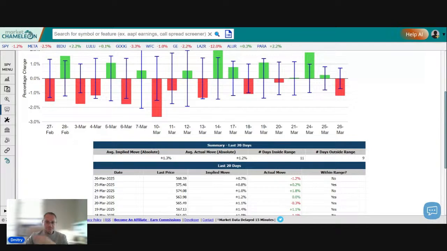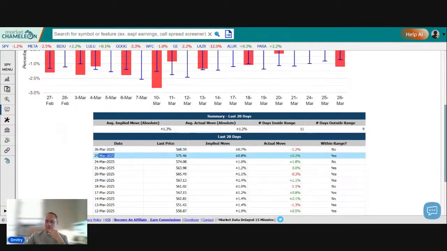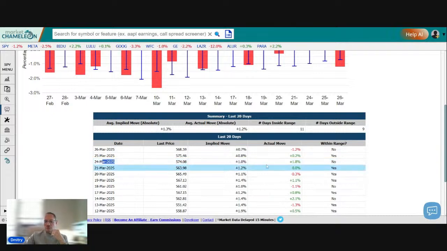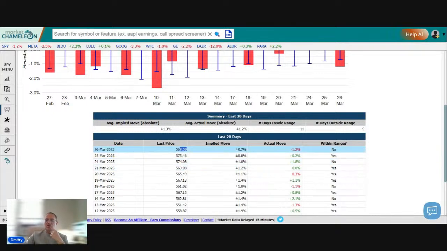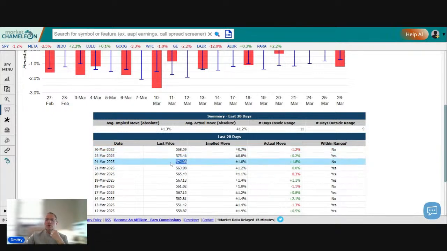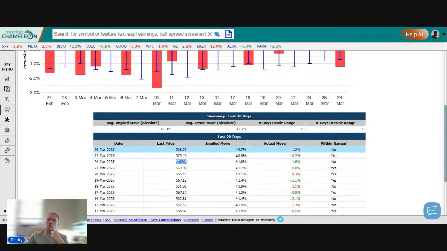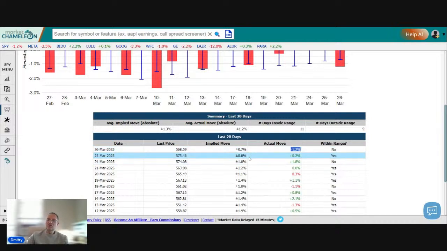And down here we can see the daily observations. It's a reflection of this. Here's where the last price of the stock was. What was the move implied the previous day? 0.7%. The actual move was down 1.2%. Did that stay within the 0.7% range? No, it exceeded it, right?